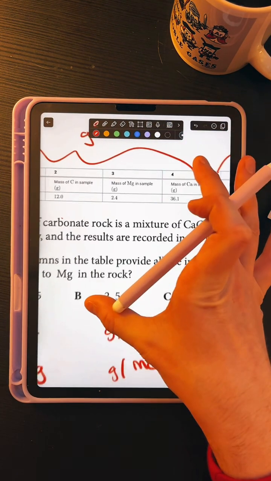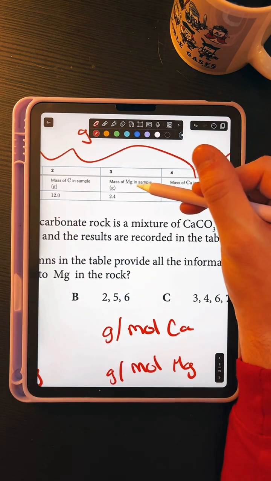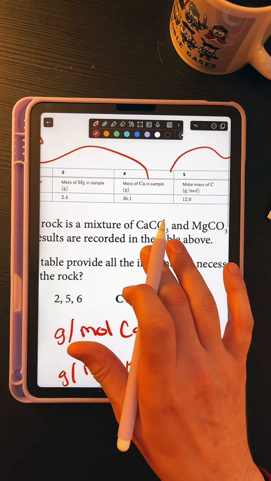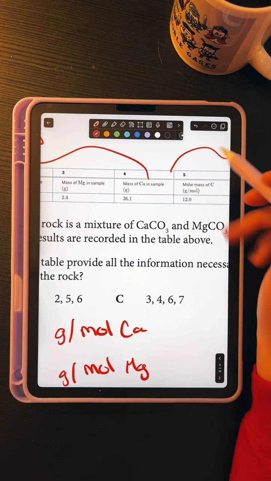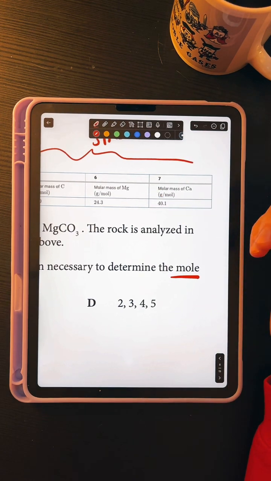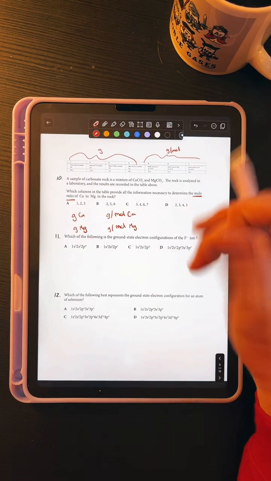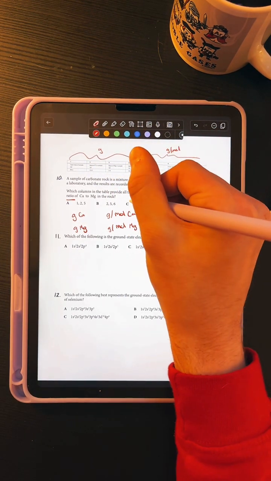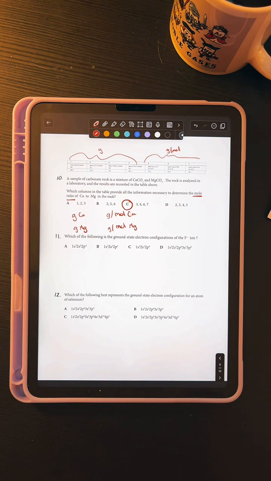so we can do a mole ratio. So looking at this, our mass of magnesium is column 3, mass of calcium is column 4, and then molar mass of magnesium and molar mass of calcium are 6 and 7. So the answer here, it's a little hard to see with this table and everything, but the answer here is choice C.